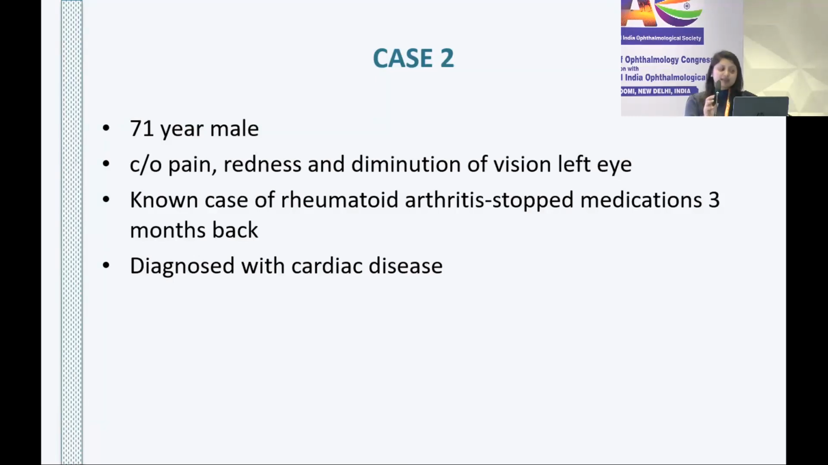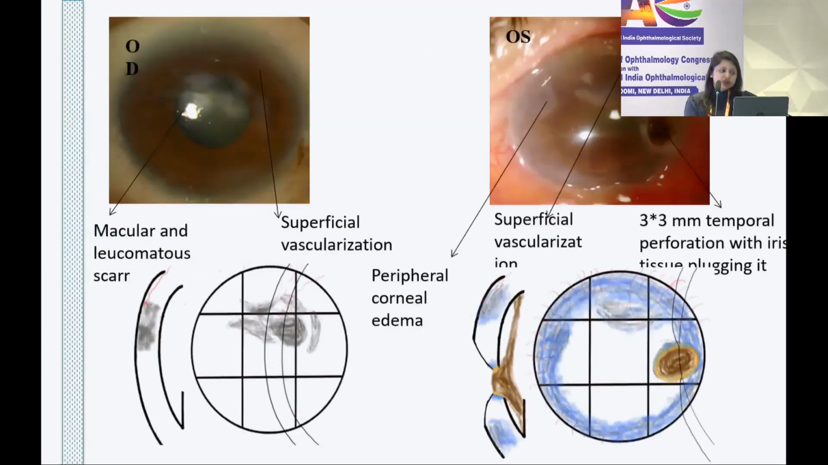Coming on to the second case, a 71-year-old male who presented with pain, redness and diminution of vision in the left eye. He was a known case of rheumatoid arthritis, but for the last 3 months he was not taking his medications. He was also a diagnosed case of cardiac disease. On presentation, his right eye had a scar with superficial vascularization. The left eye had a perforation, around 3 by 3 mm, with iris tissue plugging it.